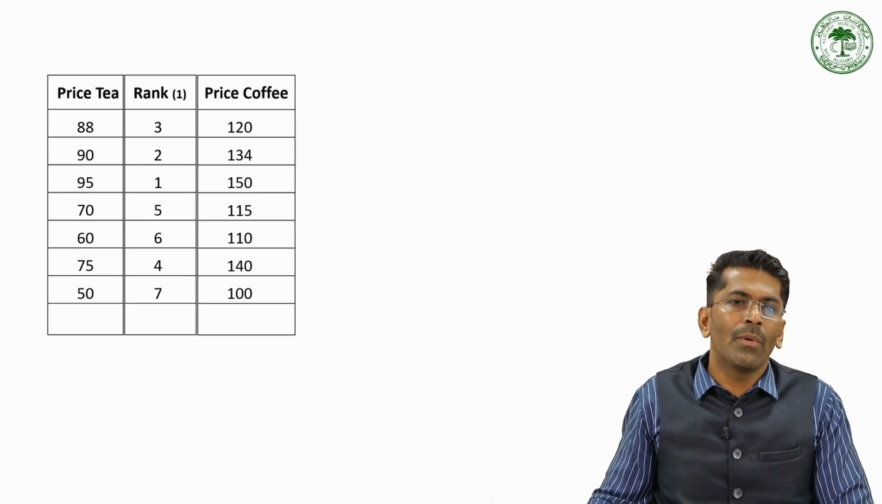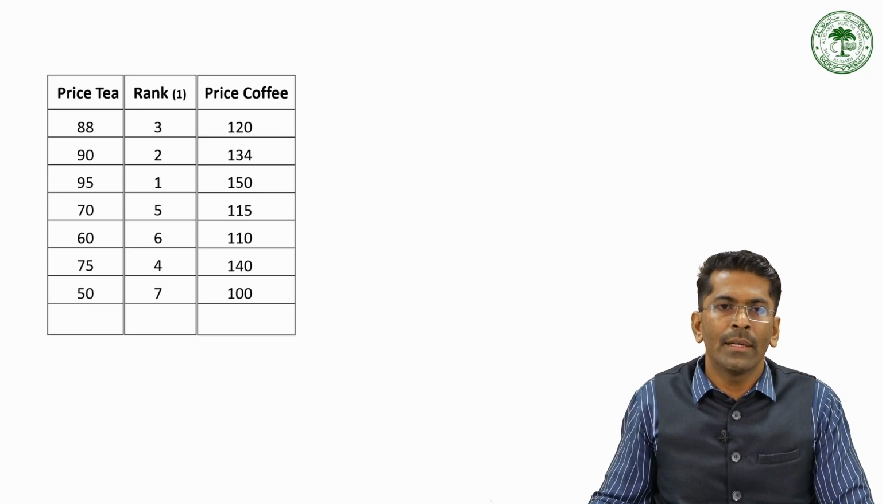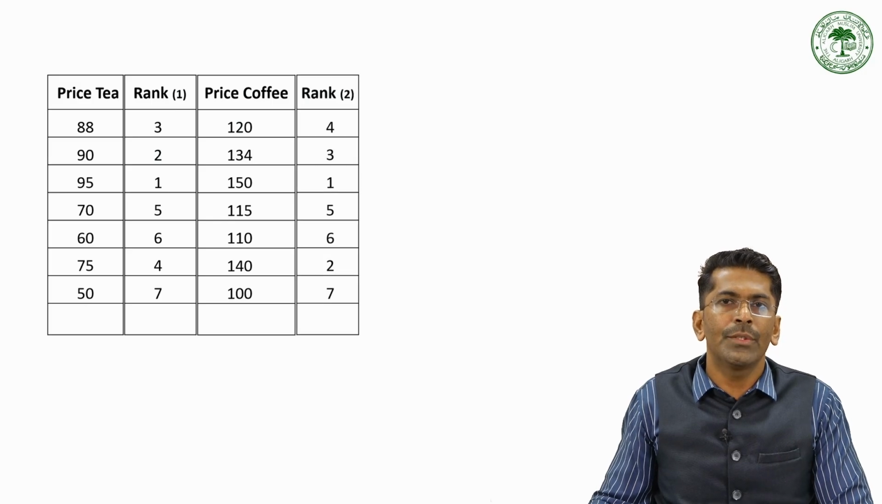Similarly, the price of coffee is also directly mentioned here. We want to calculate it again. We want to rank it here, either in ascending or descending order. Since I have given the highest value 1, 150 is equal to 1. The second rank is 140. Then third rank is 134.